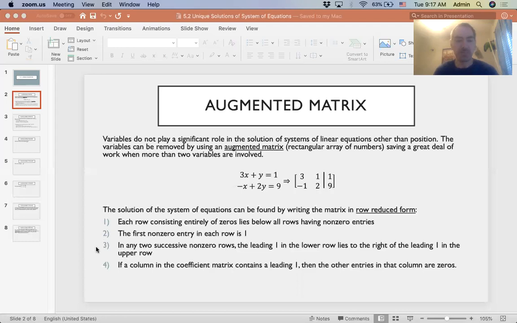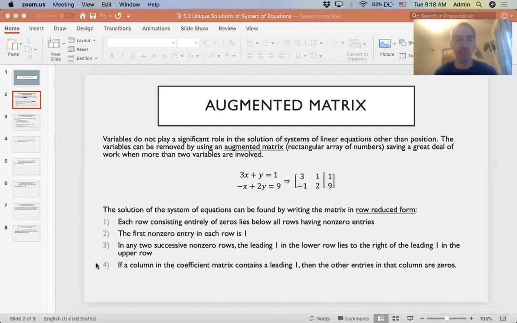Number 3, in any 2 successive non-zero rows, the leading 1 in the lower row must lie to the right of the leading 1 in the upper row. Right? These ones, again, are the coefficients of your variable. So that's saying that in the next row, the coefficient of the variable must be to the right of the coefficient of 1 in the previous row. That'll make more sense as we go through the examples that we'll see momentarily.